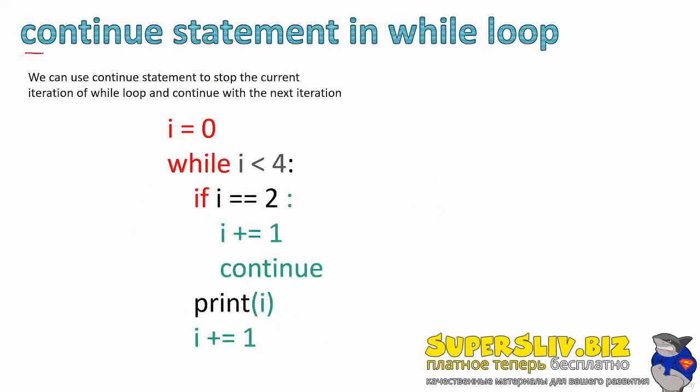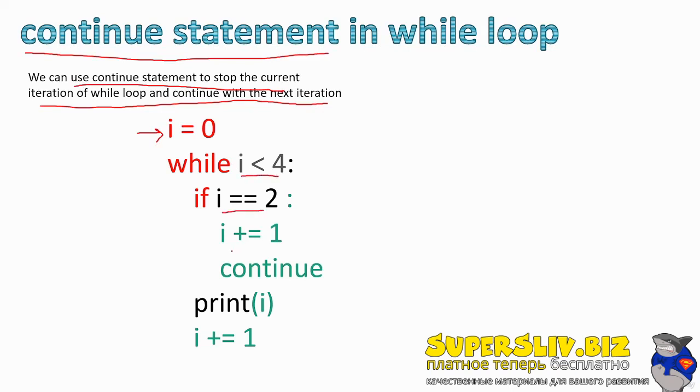The second control statement in while loop is the continue statement. We can use this statement to stop the current iteration of the while loop and continue with the next iteration. So let us take a look at an example. I have created a variable called i equal to 0. Then the condition is i less than 4. If i is equal to 2, then i plus equals 1, then continue. Within the while loop, print i, then i plus equals 1.